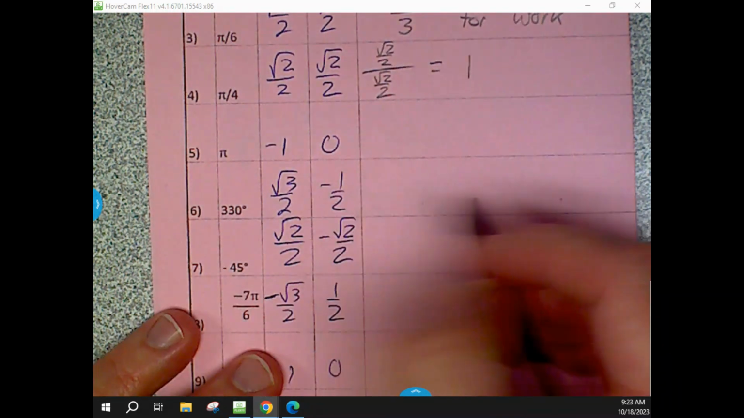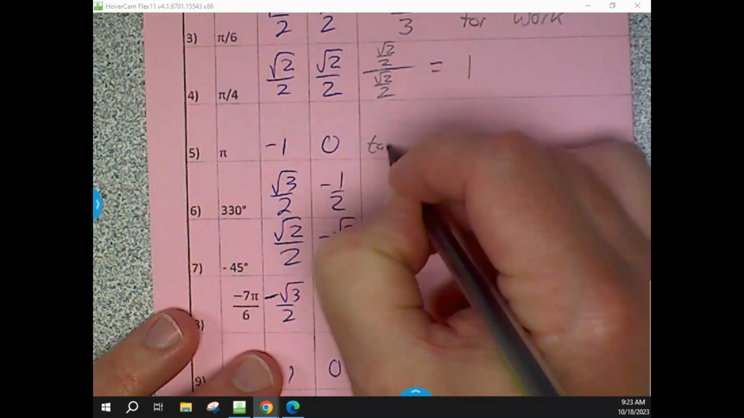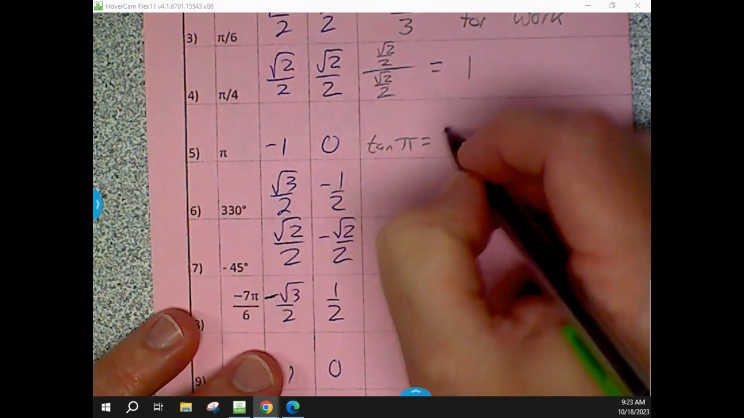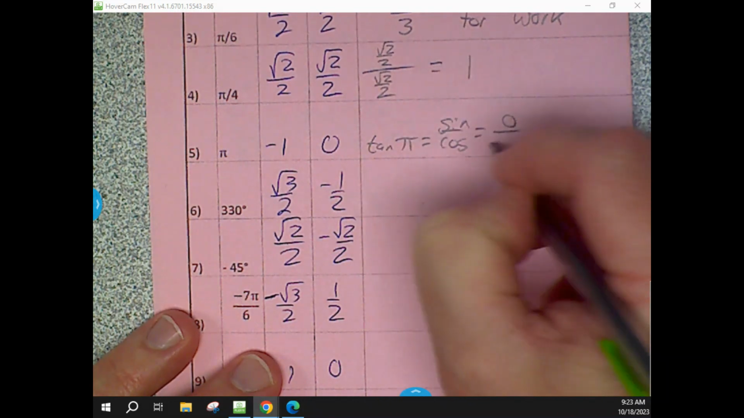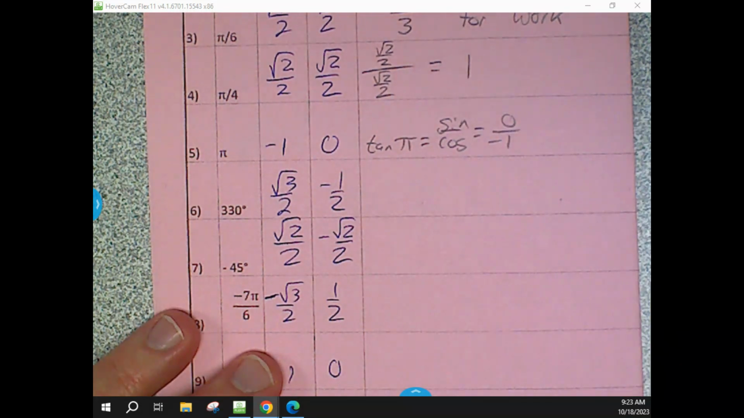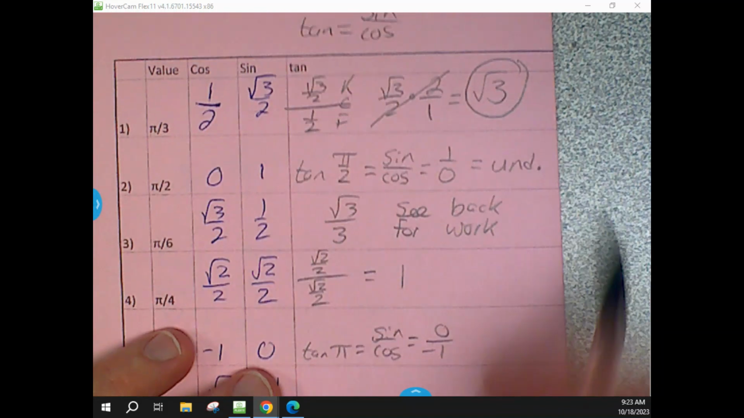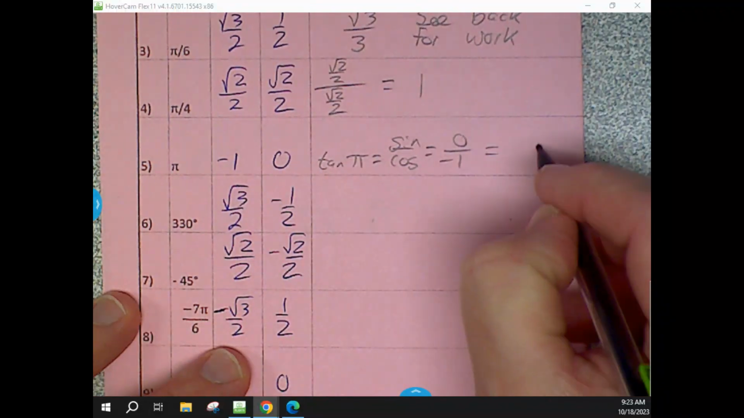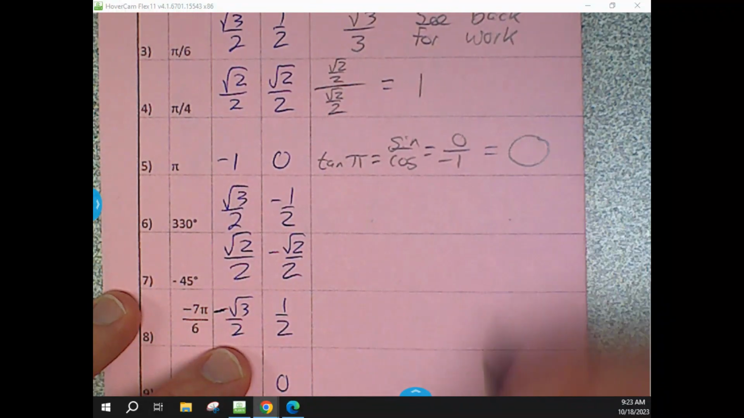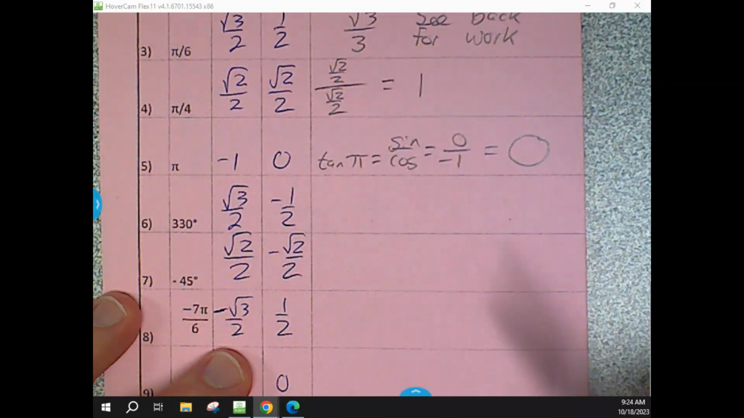Okay, so for this one, again, we're doing tangent of pi. Again, that is sine over cosine, which is 0 over negative 1. So this one was undefined, so this one should just be 0. 0 on top, the answer is 0. 0 on the bottom, it's going to be undefined.